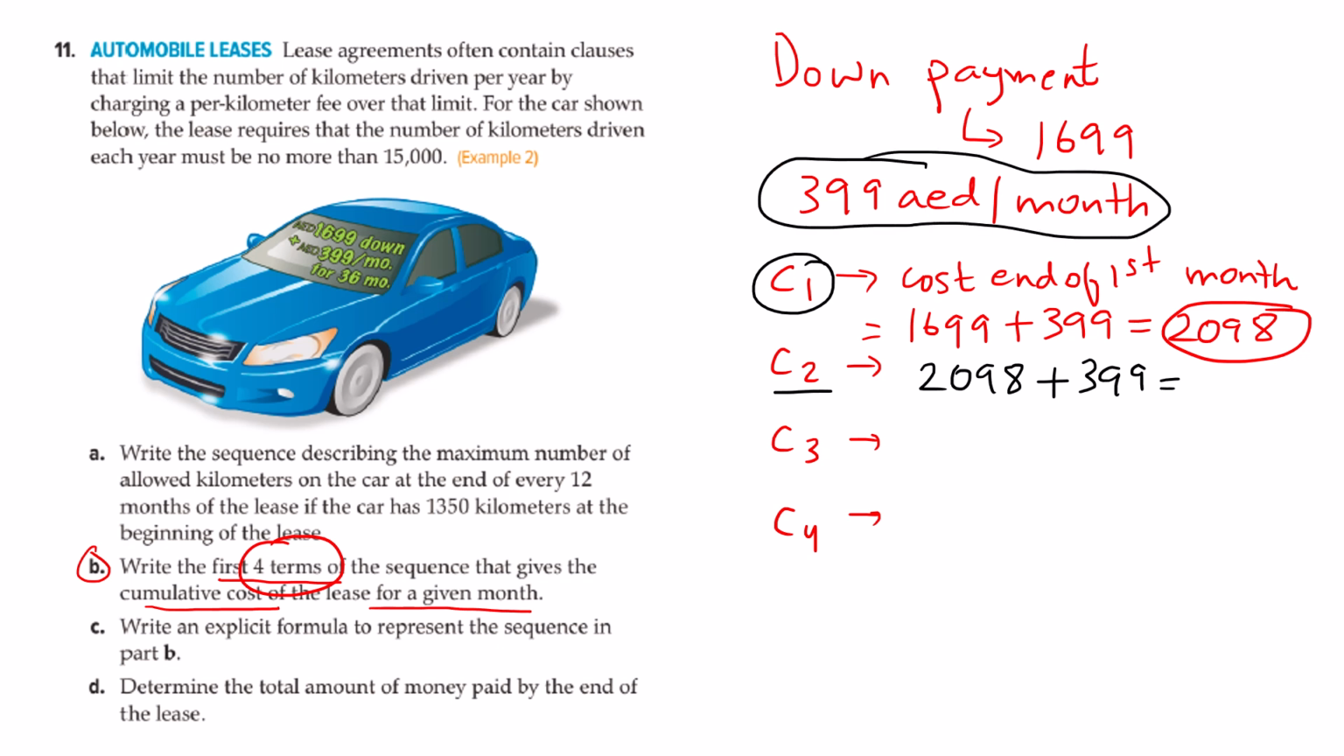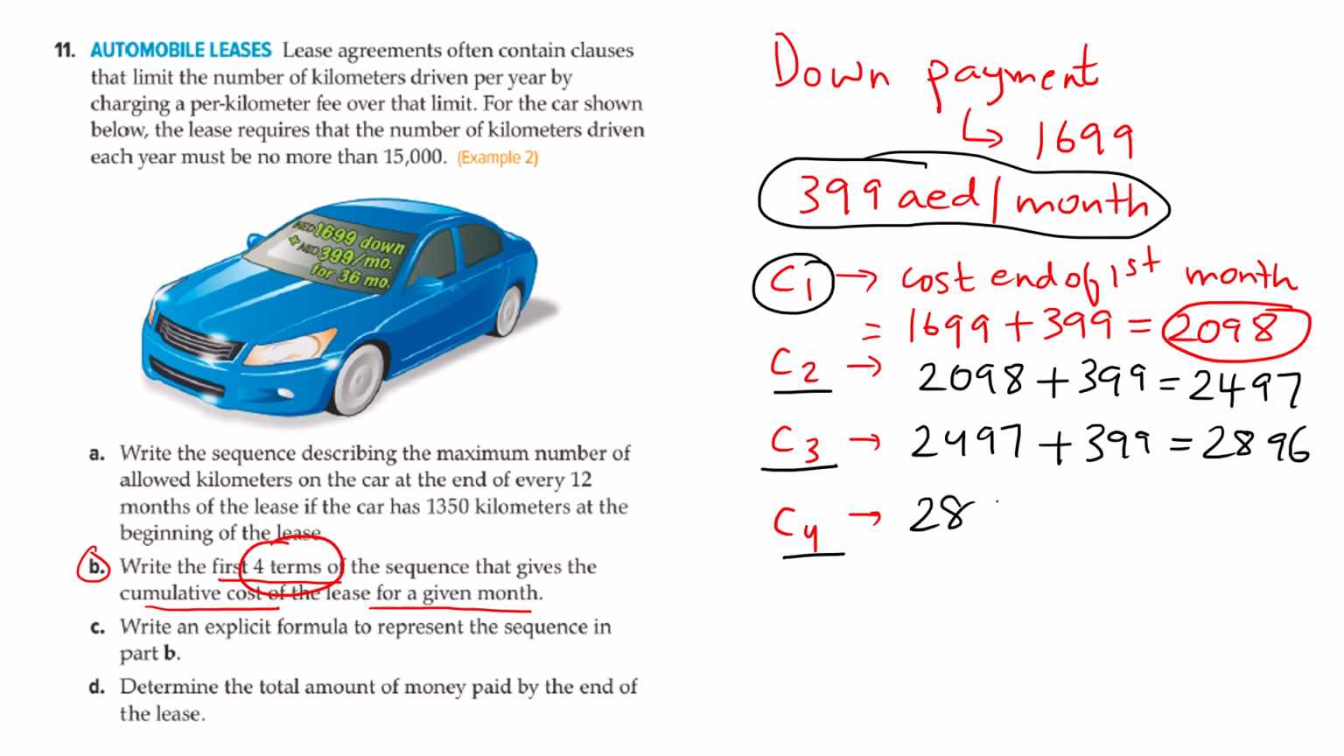What is this? Let's calculate. It will come out to be 2497. Then again for C3 I use C2. So 2497 previous term plus 399 for the new month. So this is 2896. Then for C4 again previous term C3, 2896, plus 399 extra for the fourth month. So total is 3295.